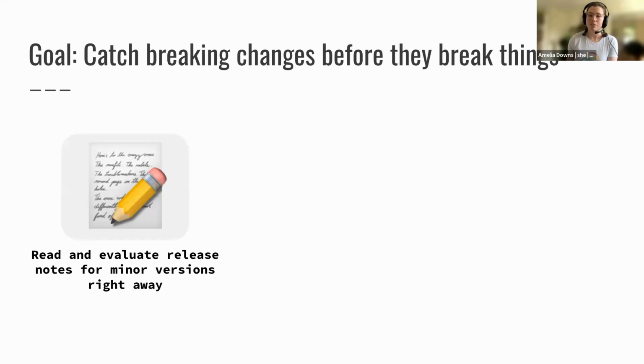We do this in a few ways. First, we do this by catching breaking changes before they actually break things, which means reading and evaluating release notes for every minor version and making changes to our code based on them.